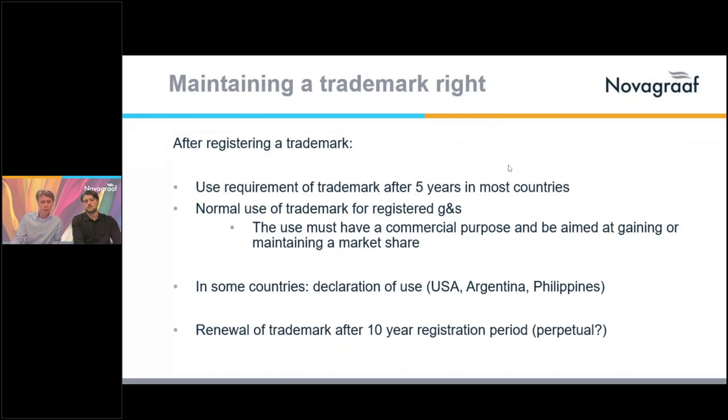It must be real and genuine use. So the use must have a commercial purpose and be aimed at gaining or maintaining a market share. So the use may not be just symbolic or just for preservation purposes.